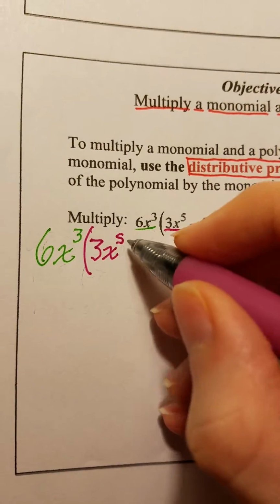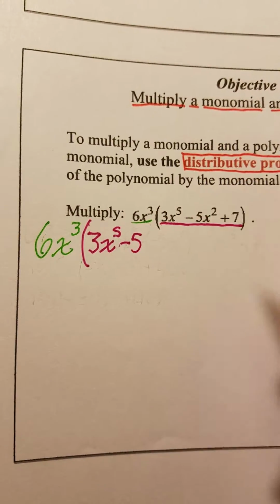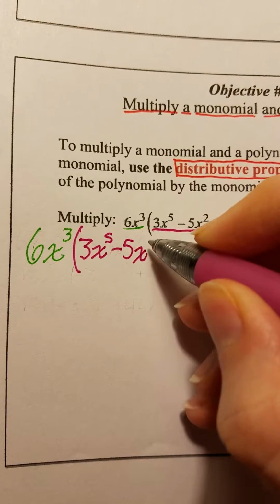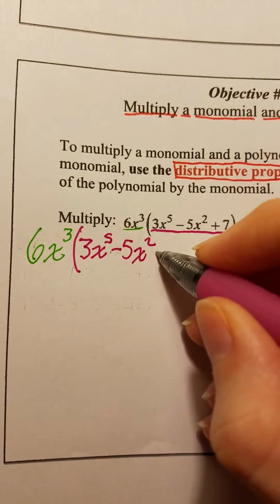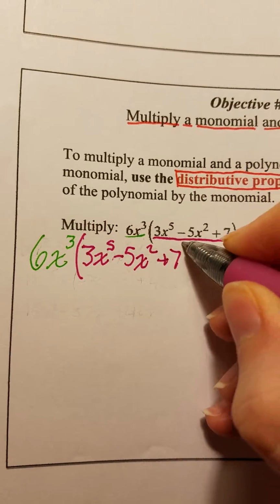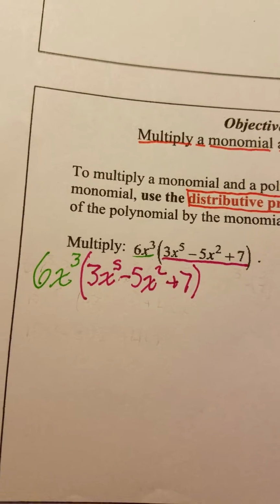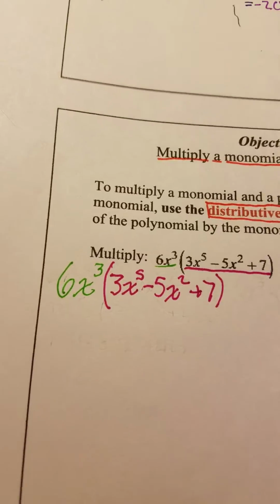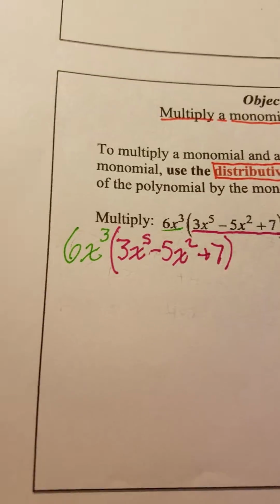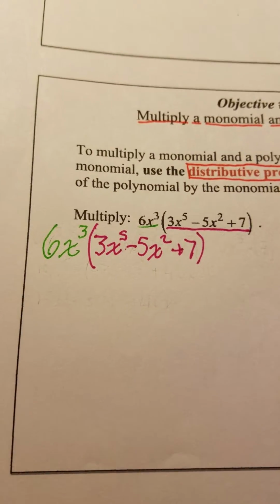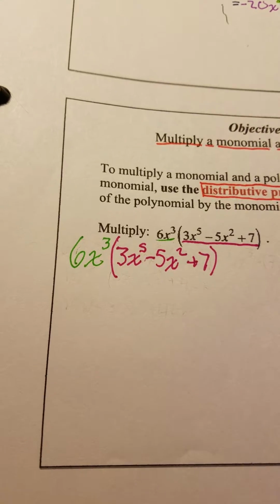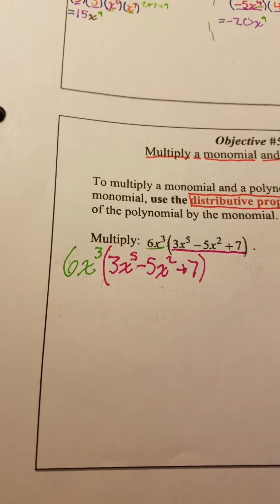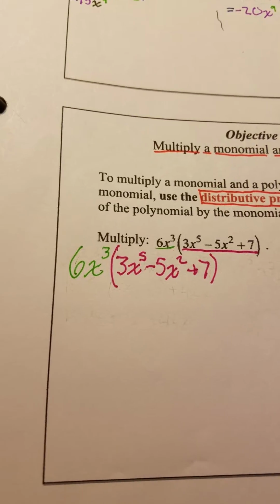Three x to the fifth minus 5x squared plus 7. Okay, so then we're going to distribute the 6x cubed. We're going to distribute that to each of these things.